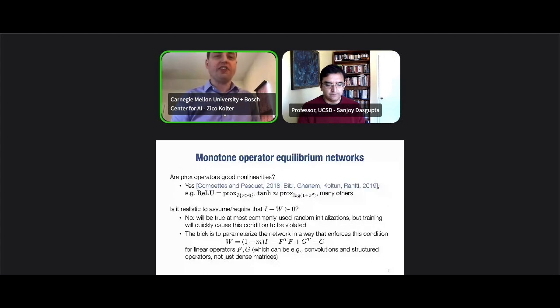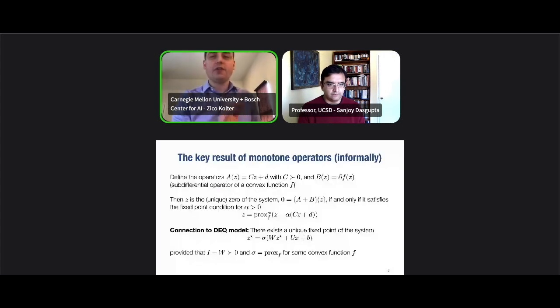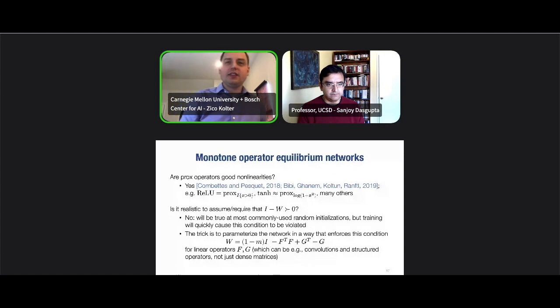So now the question, obviously, is whether those two conditions are realistic. Is it something we would feasibly apply in a real model? I'll answer this in two parts. The first question is, are prox operators good nonlinearities? And the answer is that I think this is quite definitely yes. There's previous work that went through a bunch of them, and there's also been work since then, finding a lot of nonlinearities in terms of prox operators.